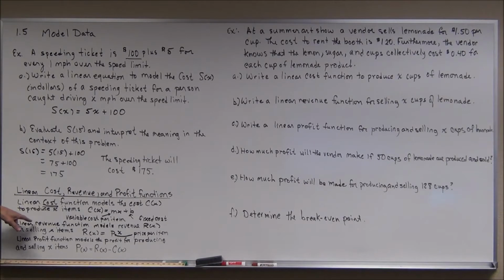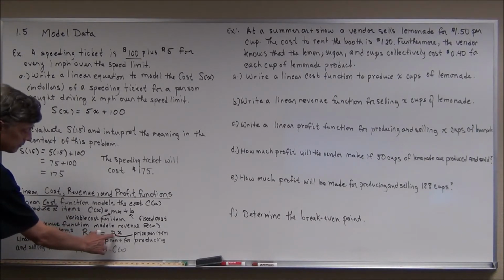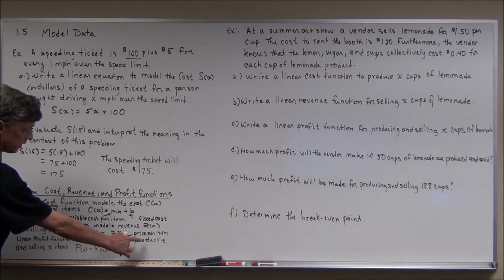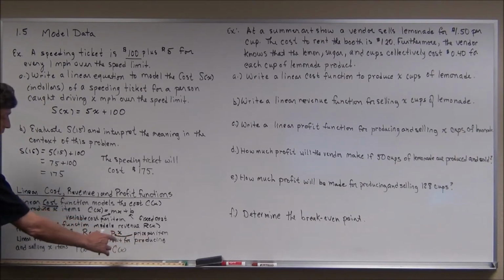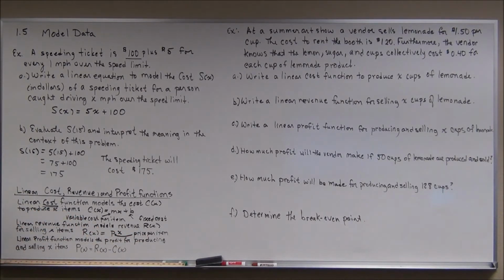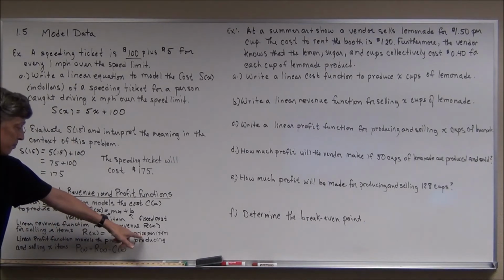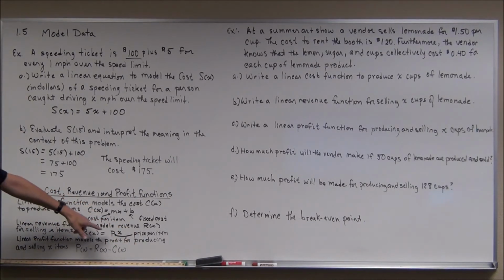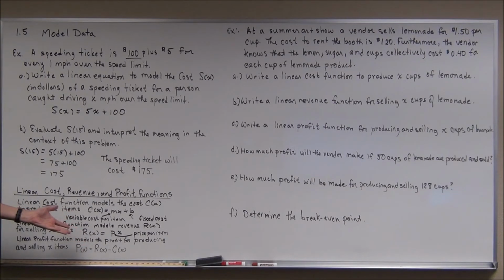Revenue, now revenue is money from sales. A linear revenue function models the revenue R of x for selling x items. So R of x is equal to P times x here, where P is the price of the item. If P is the price, maybe I sell a widget for $15. Then P would be 15, because for each widget I produce, I get 15 times that amount.